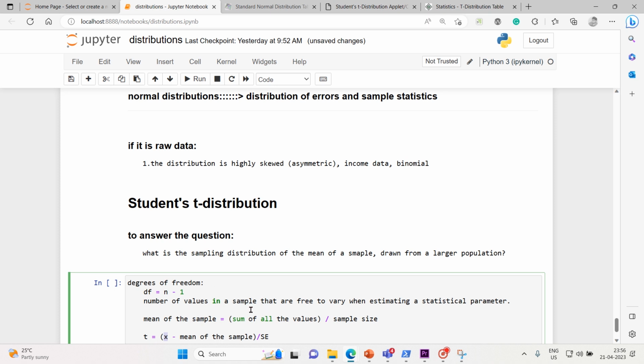How many values from that sample are free to vary to estimate a statistical parameter? Obviously n minus 1. Correct? So that's what I'm trying to say. That's what the degrees of freedom is.